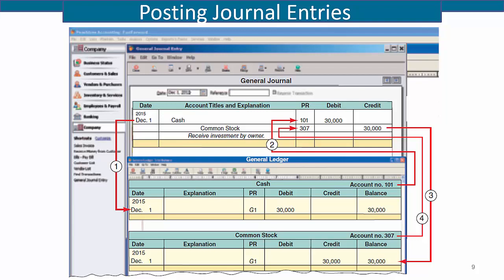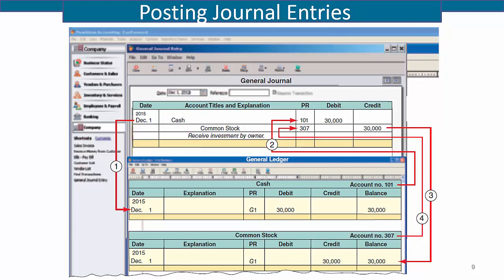Step 3. Identify the credit account in the ledger. In this case, it is the common stock account. Enter the journal date, the journal page, the amount, and the balance in the ledger. And in step 4, enter the credit account from the ledger to the posting reference, the PR column of the journal.